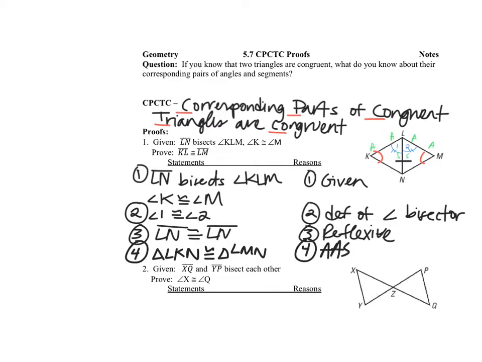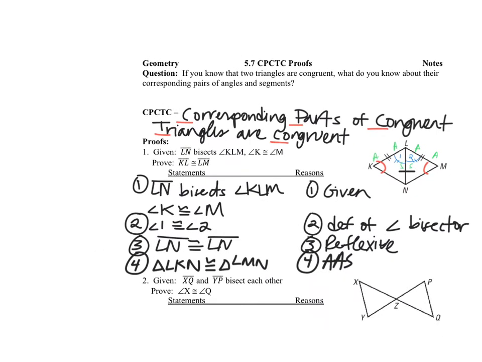Here's the thing. That's not what you're trying to prove. Look at your proof. It asks you to prove that KL is congruent to LM. You're not done. You say, and I ran out of room, my bad, KL is congruent to LM. Your reason is because of CPCTC.